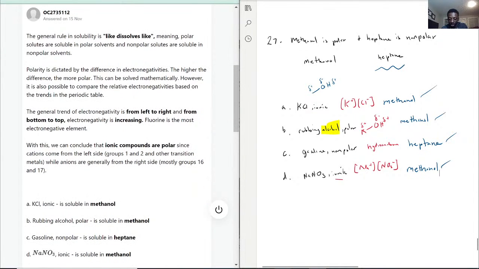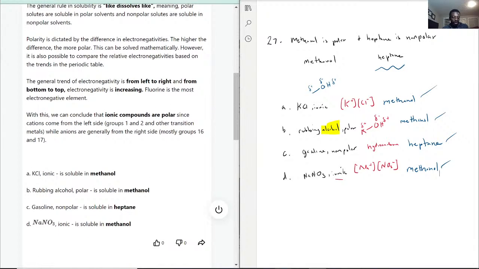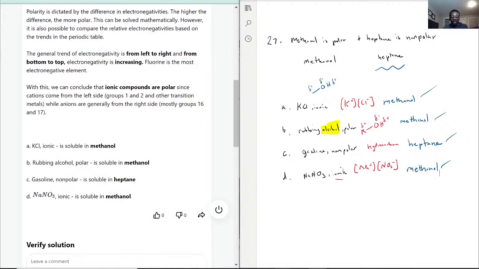Ionic compounds are polar because they have the positive that's given away the electron completely, and the negative which accepted it completely. So with that being said, KCl is soluble in methanol, gasoline is soluble in heptane, and NaNO3 is soluble in methanol. And the cool thing is that everything on this list that is soluble in methanol would also be soluble in water, because water is also polar.